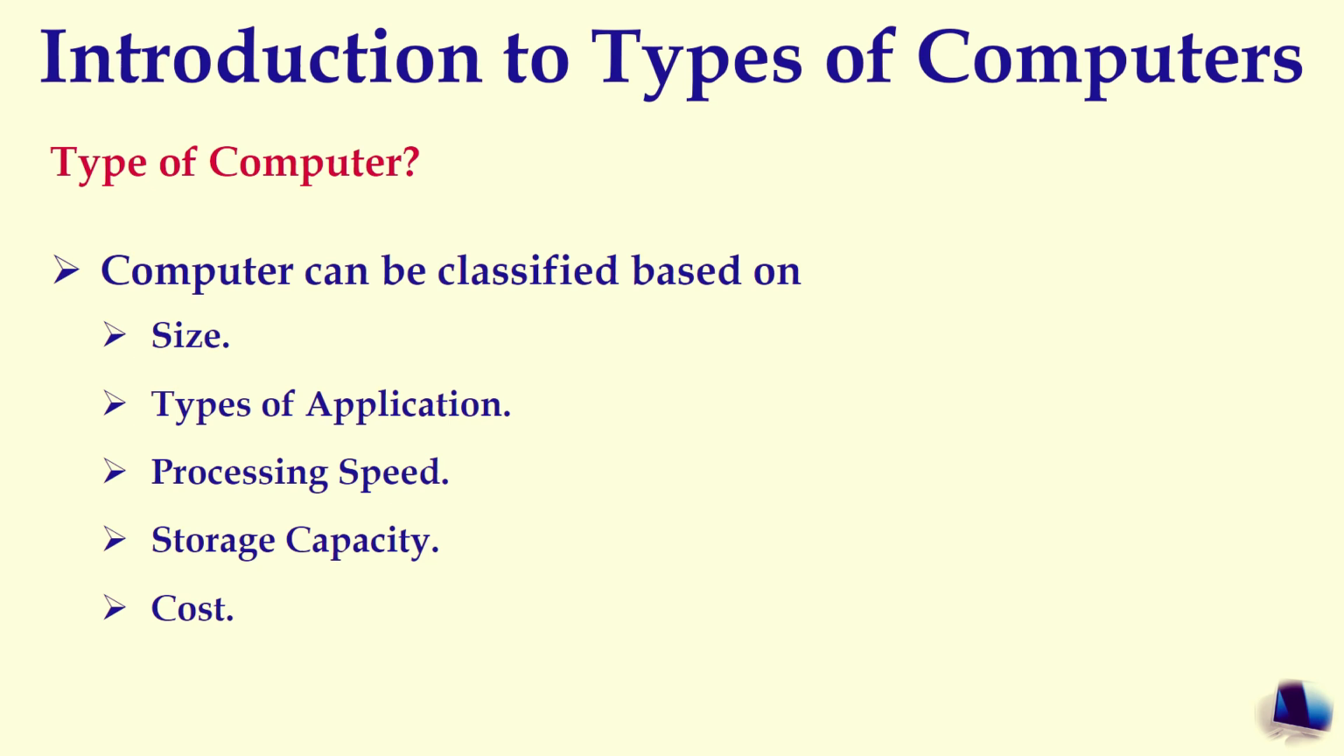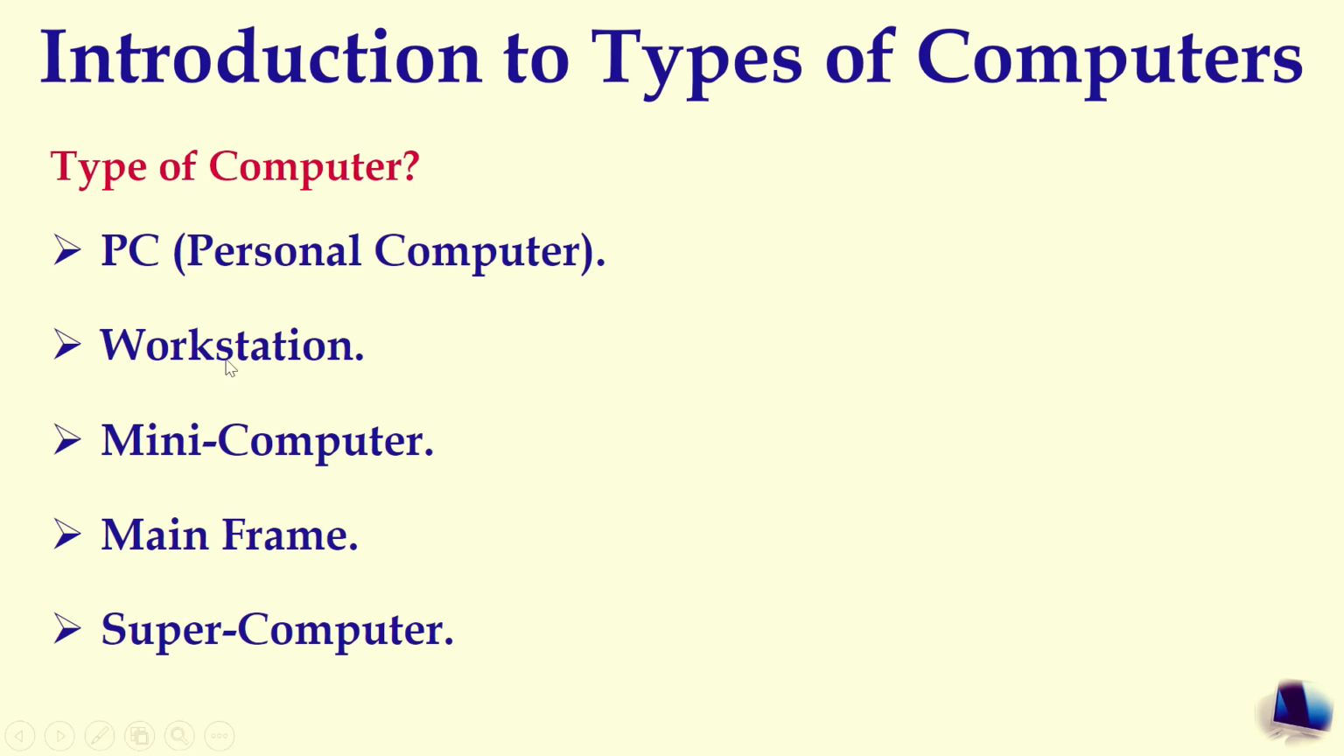Once again, we will recap. How to classify computers? Computers can be classified based on the size. Either the computer is small, normal, mini, or very big. And type of application where we are going to use the computer, and processing speed. Either it will process the data at a normal speed, a high speed, or a low speed, and storage capacity, how much data the device can store. And the last parameter is cost, it's money.